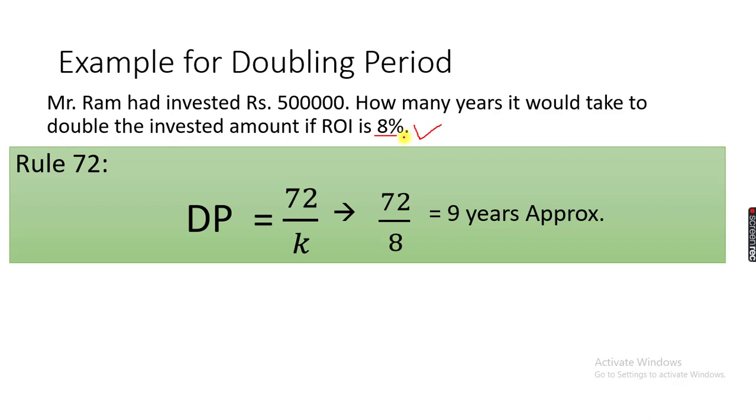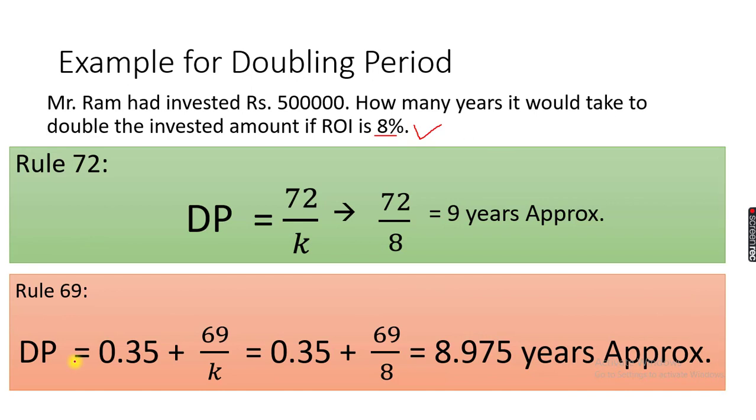Let us look at the answer as per Rule 69. So doubling period here is equal to 0.35 plus 69 divided by k. Here also we are required to take 8 directly. Then the answer would be 8.975 years approximately, which means that according to Rule 69, if Ram has invested rupees 5 lakhs in any investment opportunity, it could be an FD or any other kind of opportunity, if the return on investment or rate of interest is 8%, then it would take 8.975 years to double.